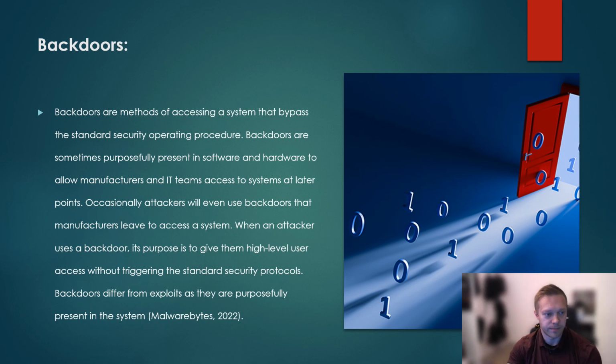So backdoors. Backdoors are methods of accessing a system that forego the normal security operating procedure. Backdoors are sometimes purposely present in software and hardware to allow manufacturers and IT teams to access the systems at later points. Sometimes attackers will even use backdoors that manufacturers leave to access the system. When an attacker uses a backdoor, its purpose is to give them high-level user access without triggering the standard security protocols. Backdoors differ from exploits as they are purposely present in the system.